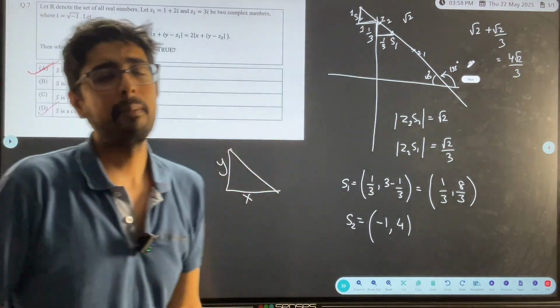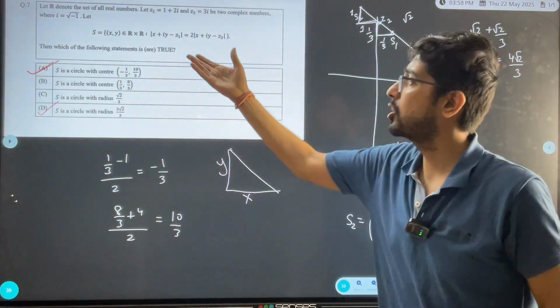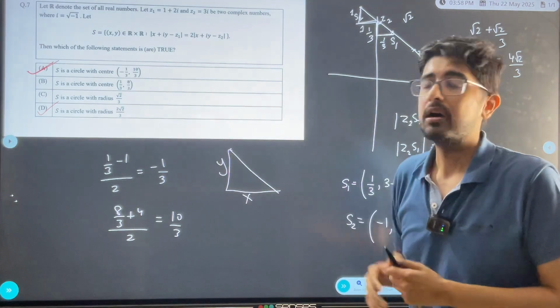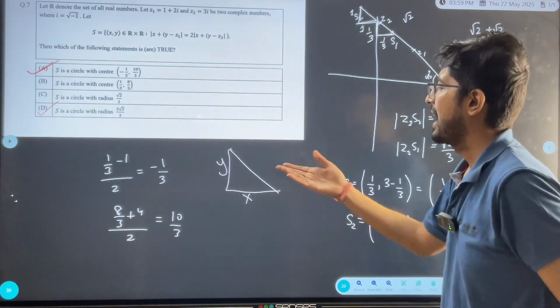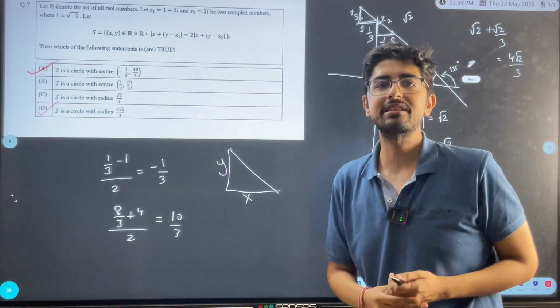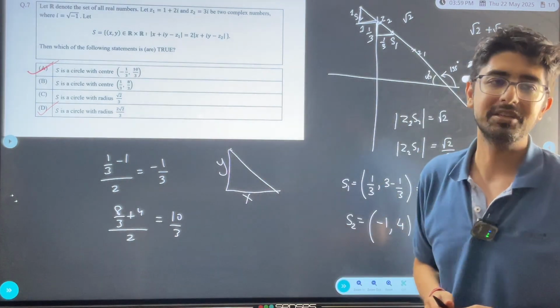Now, you could have applied the distance formula or the modulus formula of the complex numbers and solved for this question, but I just used some basic visualization and trigonometry to solve this question.